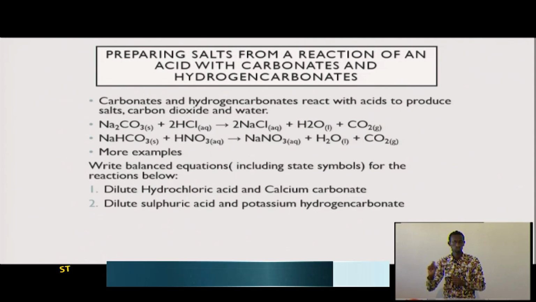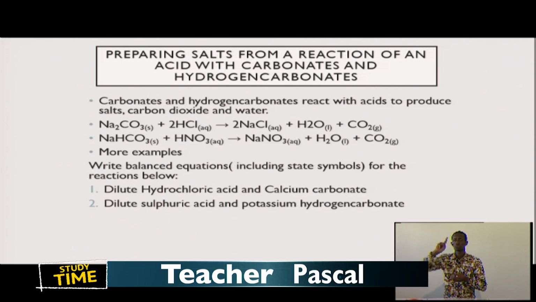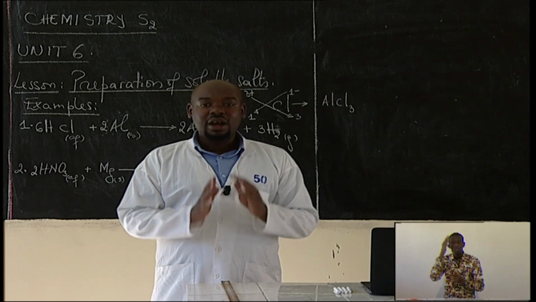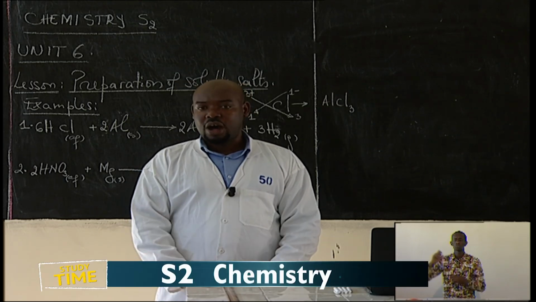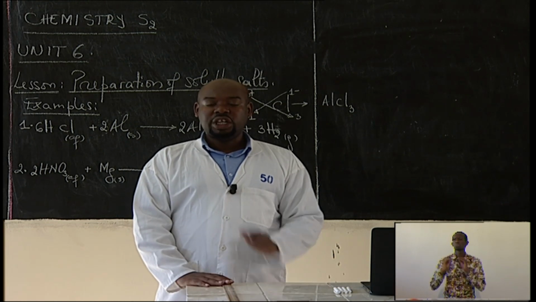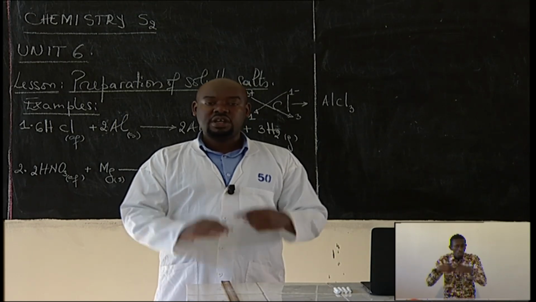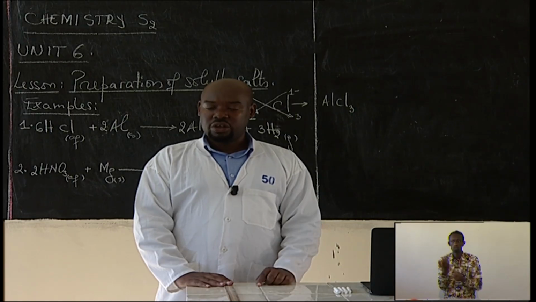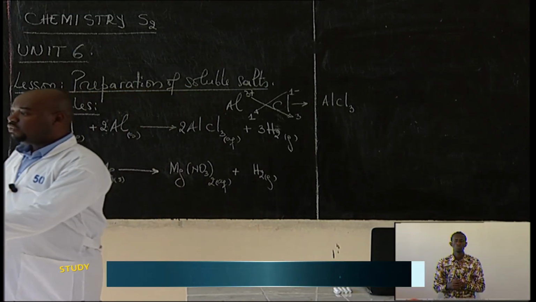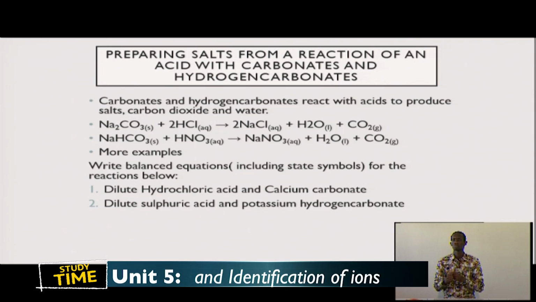Write balanced equations, including state symbols, as we did for the first method of preparing these salts. The reactions are: number 1, dilute hydrochloric acid and calcium carbonate. Here it is very important to remind you that you should know how to write molecular formulae. If we don't remember how to write them, it will be very difficult for us to write these equations and balance them. So you should keep on revising how to write the formulae of the compounds. Number 2, we have dilute sulfuric acid reacting with potassium hydrogen carbonate.